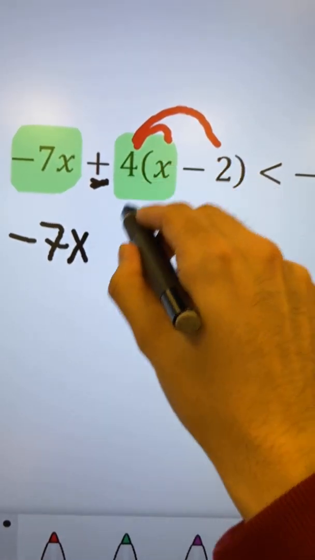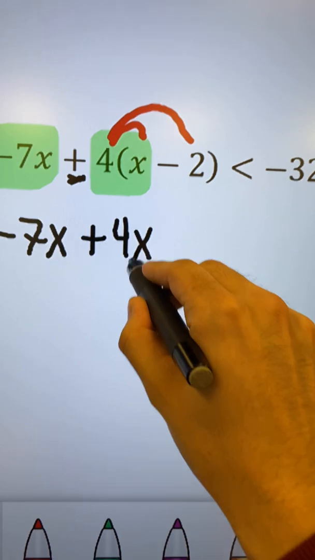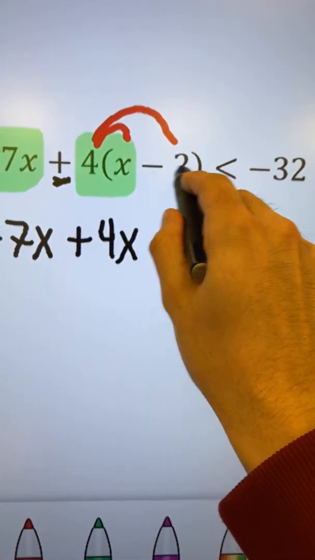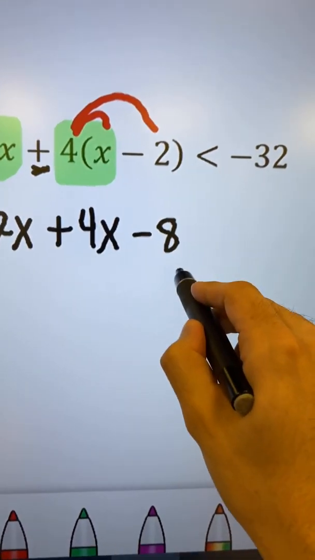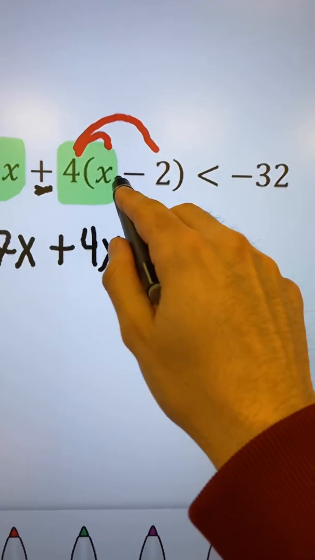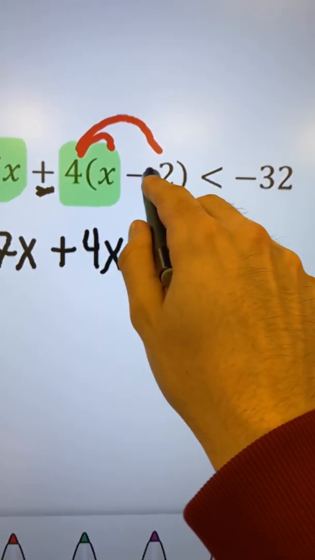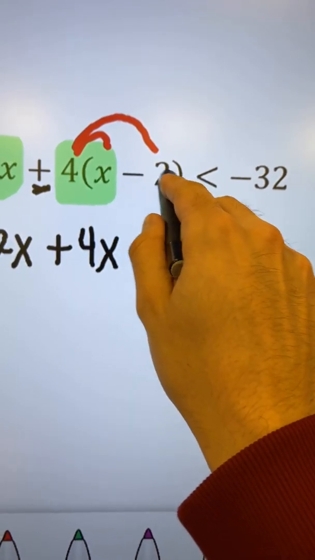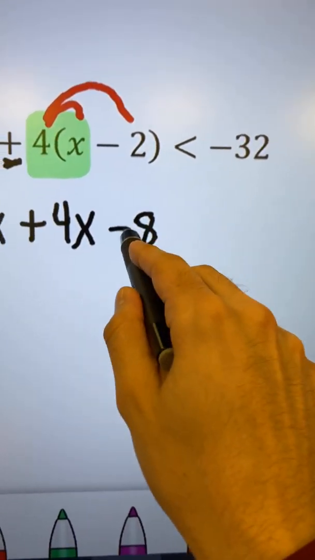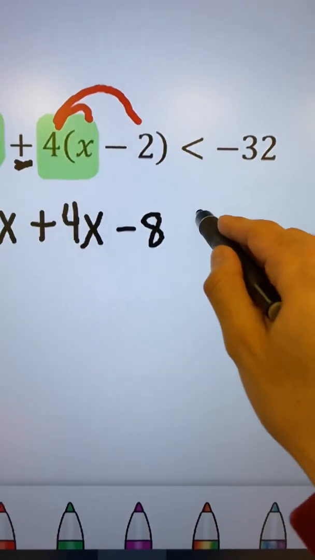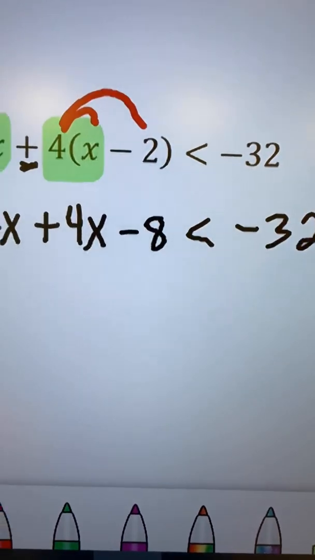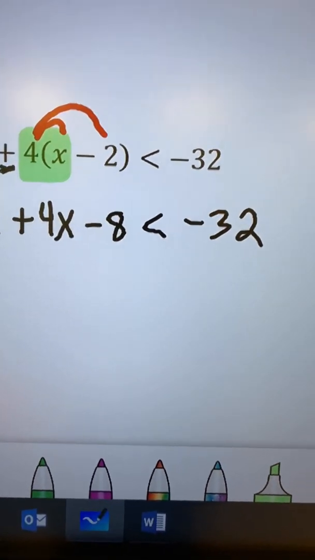And 4 times x, I get 4x. And then positive 4 times negative 2, I get negative 8. So that's how I like to think of it, because if I were to rewrite this as addition, this would be a negative number. So I think of this as, if I ignore the x, it's like a negative 2. So we get negative 8, or in other words, minus 8 here. Bring down the inequality sign, and then negative 32 is that part there.